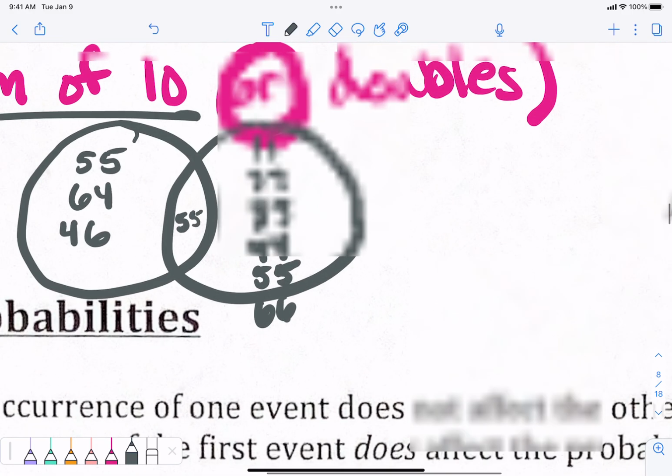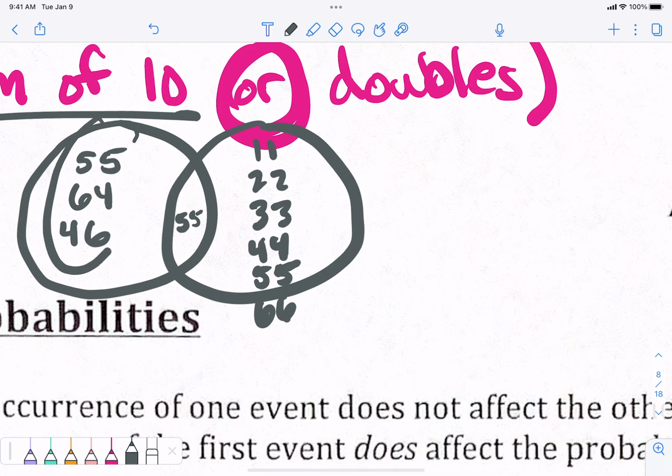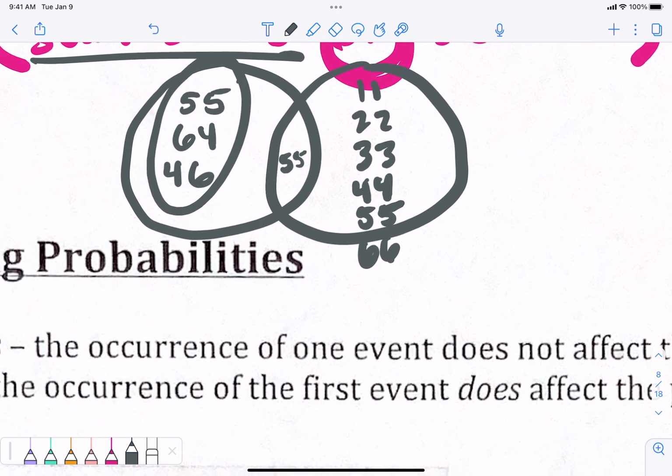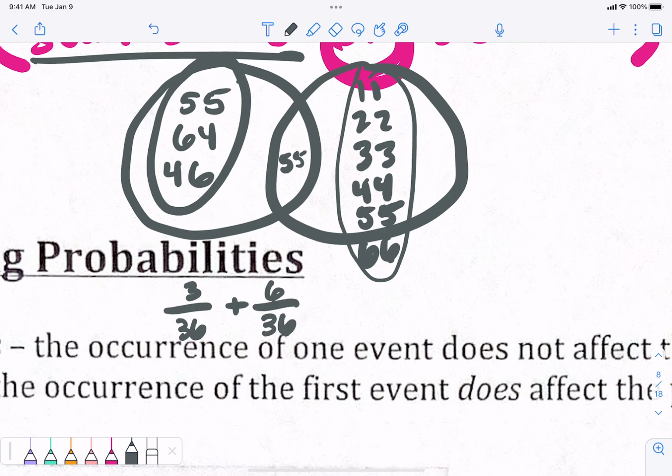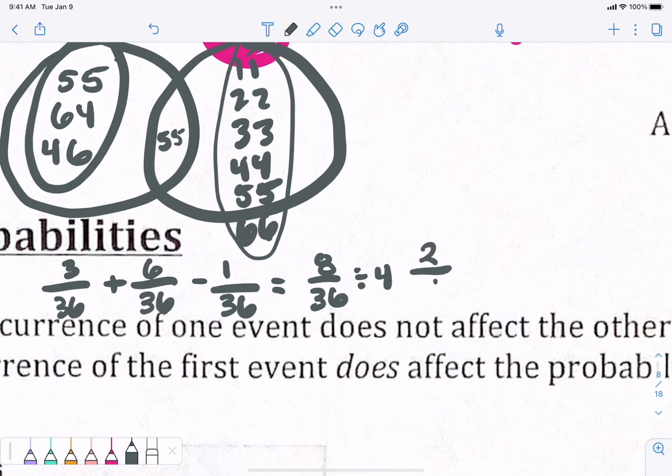So, when I figure out this probability, what are my chances of rolling a sum of 10? How many combinations are there? 3 out of 36. I add that to how many combinations will give me doubles? 6 out of 36, okay? But then I have to subtract out one combination that's counted in both of those categories, and that is 5 and 5. 8 out of 36. Or if I divide by 4, that would become 2 over 9. That's my chances. Does that make sense?